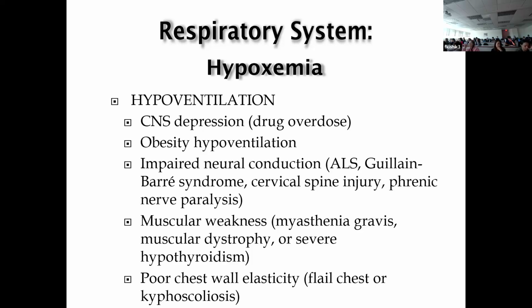Muscular dystrophy, if you have weakening of your muscles, or severe hypothyroidism, if your metabolic demand is so low, they're not able to achieve it, you'll eventually stop breathing. Or poor chest wall elasticity, like pectus excavatum or really bad scoliosis, which leads to restrictive lung disease. And flail chest. What's flail chest? It's broken, so it's like paradoxical breathing. When you inspire, instead of expanding, it depresses.